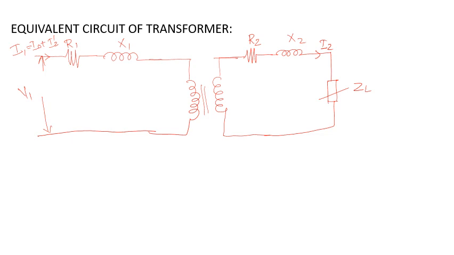When we give a supply V1 to the primary side, then what will happen? This will create an EMF E1 in the primary side due to the production of the main flux, and the same main flux will completely pass through the core and cut the secondary winding, and this will create an EMF E2 in the secondary side of the winding.